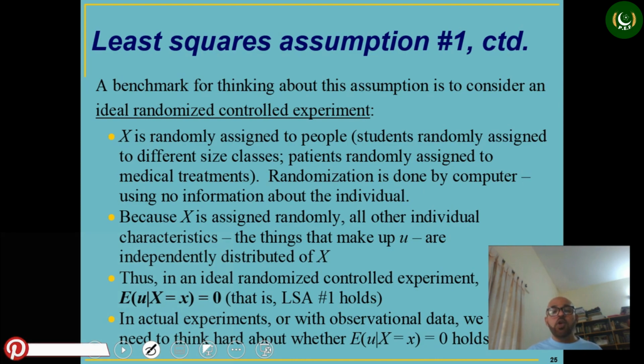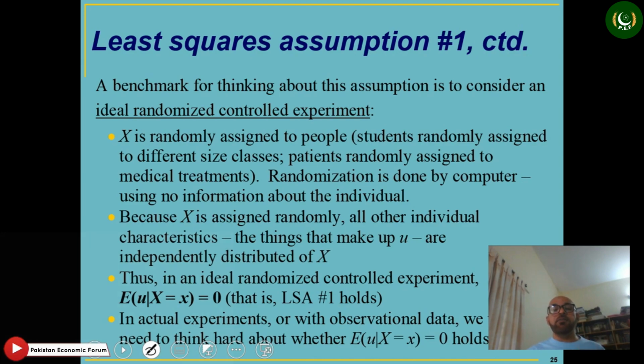So what do we have to do? We just observe data. We collect data on what happens when you have small class size and when you have large class size. But in randomized controlled trials, the other factors become independent of your explanatory variable.